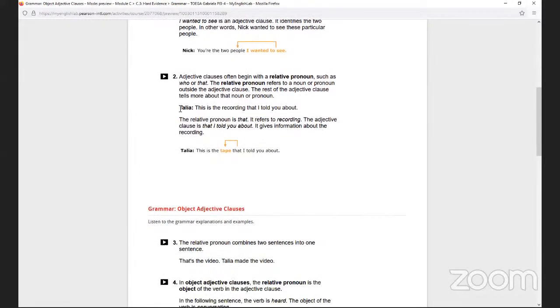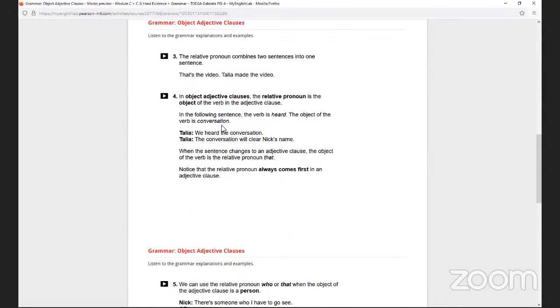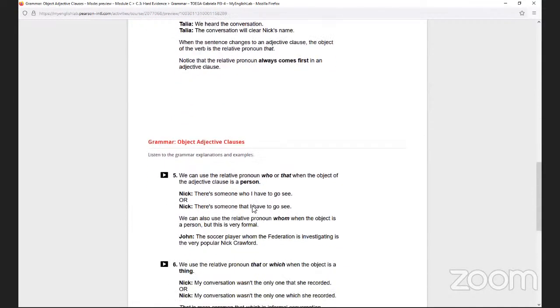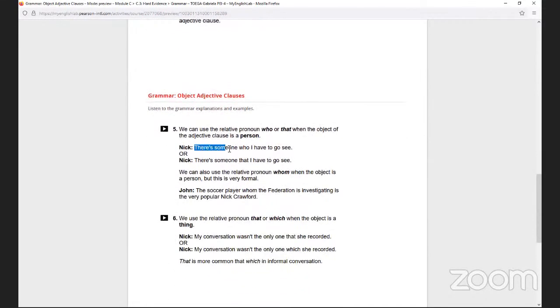So if we talk about things, this is the recording. So we are talking about a thing, the recording. And as it is not people, I will use that or maybe which, right? This is the recording that I told you about, or maybe which I told you about. So this is my adjective clause because tape, in this case, is an object, okay, a thing. If we talk about people, for example, where we have an example of people, here, there is someone.